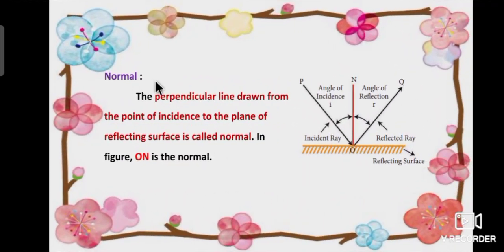Next one, normal. The perpendicular line drawn from the point of incidence to the plane of the reflecting surface is called the normal. See the picture. The red line is a perpendicular line drawn from the point of incidence to the plane of the reflecting surface. It is called the normal. ON is the normal.